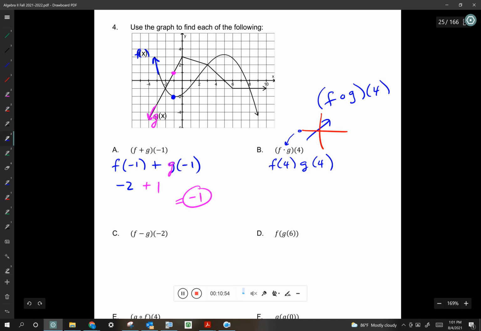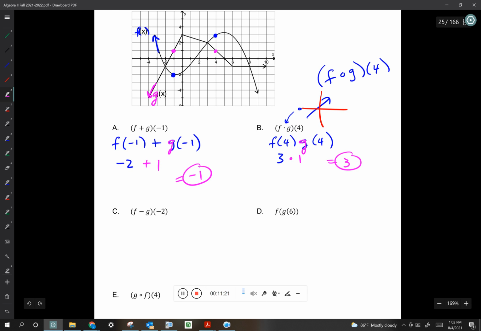So for this one, how am I going to find f of 4? Go to where x equals 4. See where that hits the f graph. This is the f graph right here. That hits at 3. Okay, and then if I want g of 4, go to where x is 4. Where does that hit the g graph? That hits right here at 1. So 3 times 1 is 3.